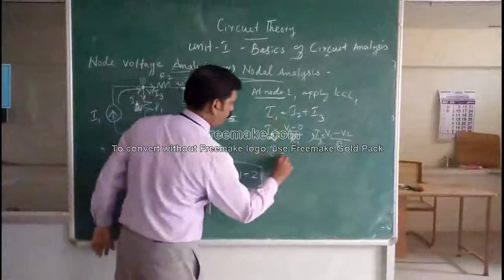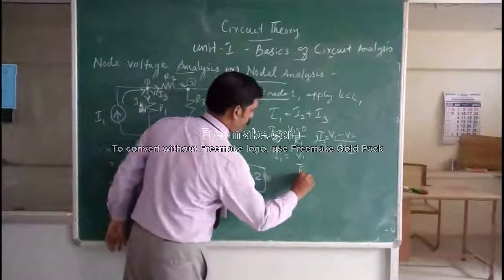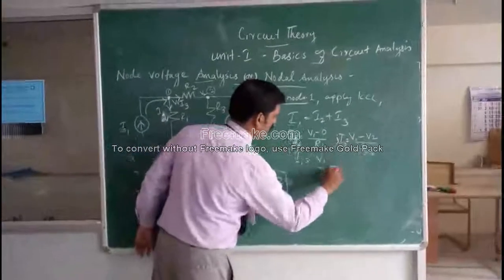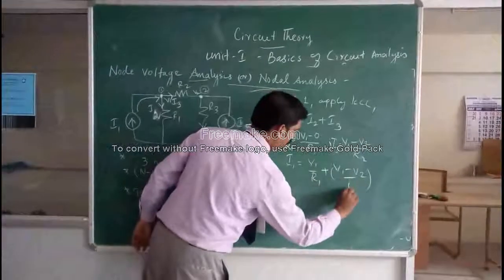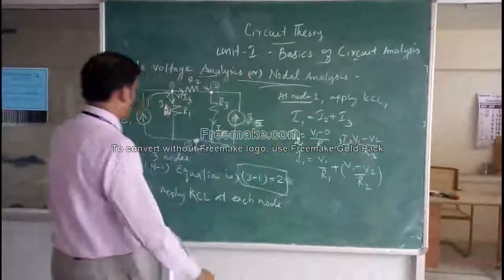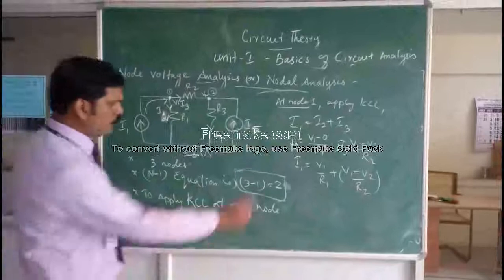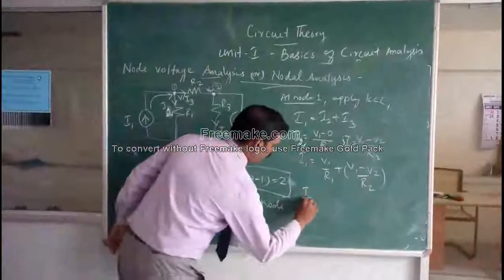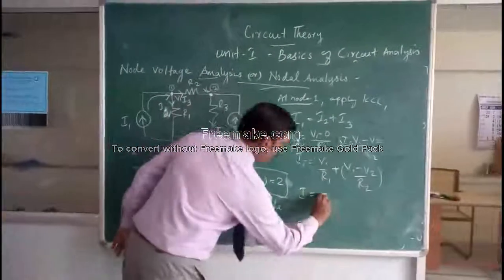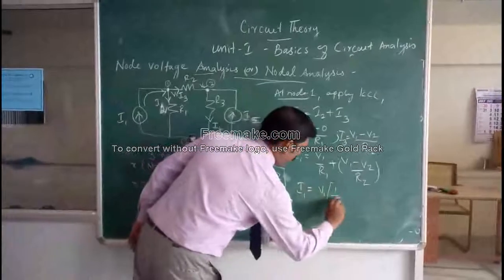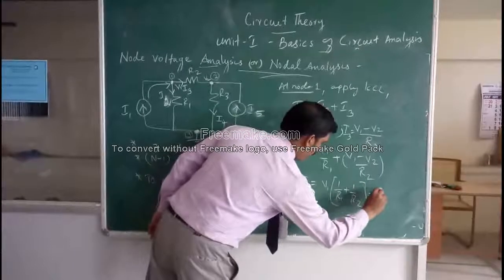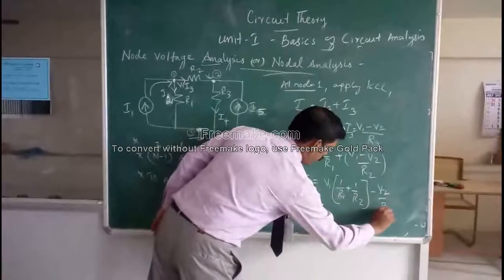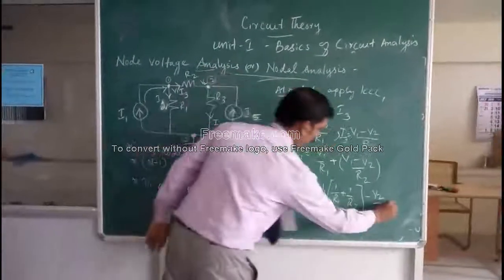So I1 is equal to I2 plus I3, that is V1 by R1 plus V1 minus V2 divided by R2. Now we can simplify it. Once we simplify, we get I1 is equal to V1 times (1 by R1 plus 1 by R2) minus V2 by R2. So this is your equation number 1.